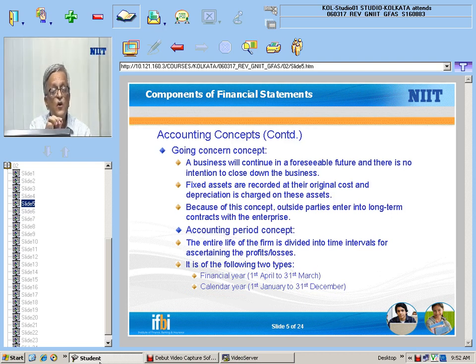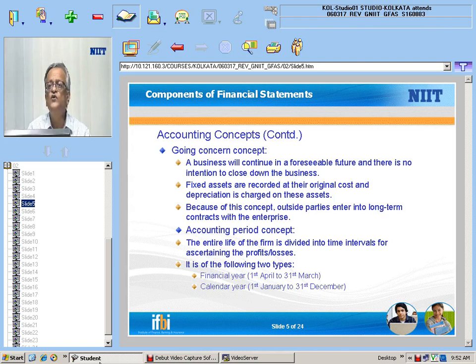So it will keep on going. The business will continue. It will keep on going. That's why it is called going concern concept. So a business will continue in the foreseeable future, in the near future, and there is no intention to close down the business. Second point, fixed assets are recorded at their original cost and depreciation is charged on these assets.